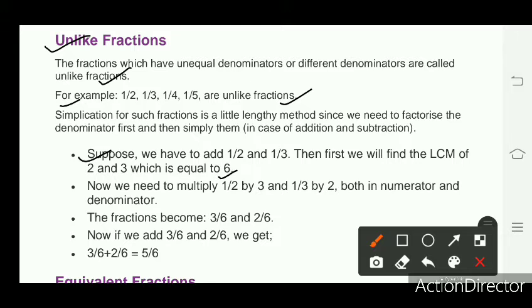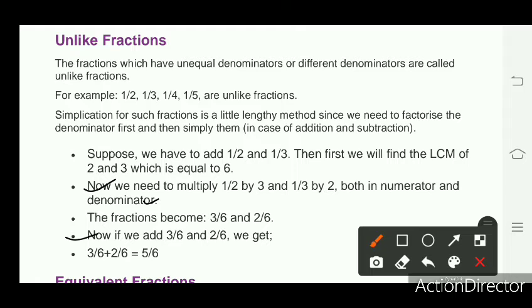Right? When we find the LCM of 2 and 3, we get LCM 6. Now we need to multiply 1 upon 2 by 3 and 1 upon 3 by 2. Why? Because we change these unlike fractions into like fractions, multiplying both numerator and denominator. So the fractions become 3 upon 6 when you multiply 1 upon 2 by 3, and when you multiply 1 upon 3 by 2, we get 2 upon 6.